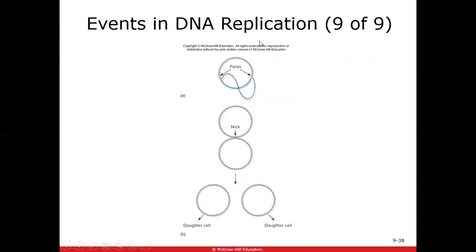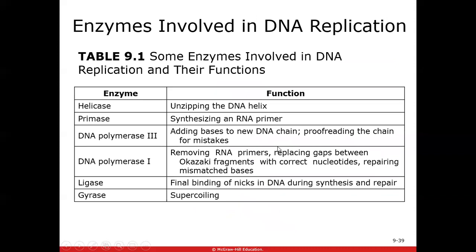And this will show a picture of that. This is the two replication forks, and it creates a brand new DNA. And so it actually ends up being connected. It's connected here, but then it nicks it so that it separates the two. And so then you have two daughter cells that are produced.